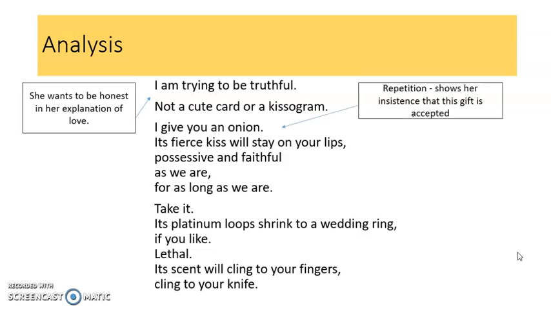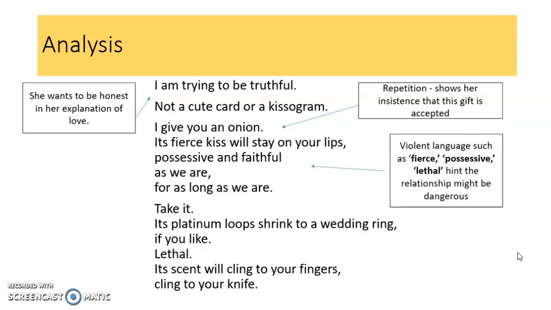She repeats here, I give you an onion. This repetition shows her insistence that the gift is accepted. She really wants to give this onion. It is clearly symbolic to her. Its fierce kiss will stay on your lips, possessive and faithful as we are, for as long as we are.